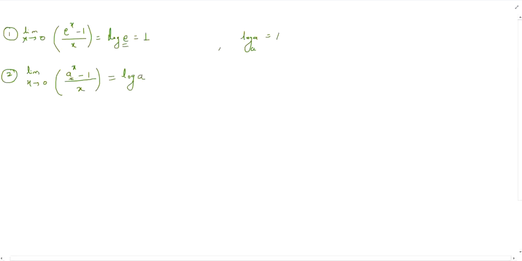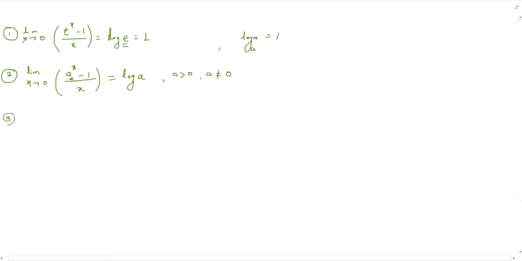Look at this one. Log a to the base e is not equal to 1, so our result remains as it is, that is log of a. And what are the restrictions for a? A should be greater than 0, because we do not take log of a negative number, and a should not be equal to 0.